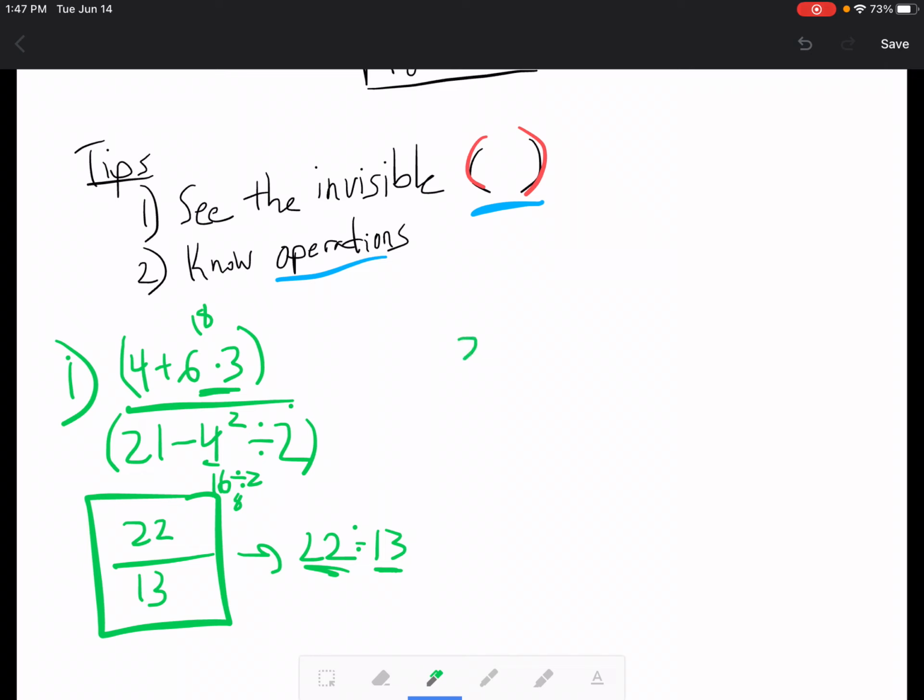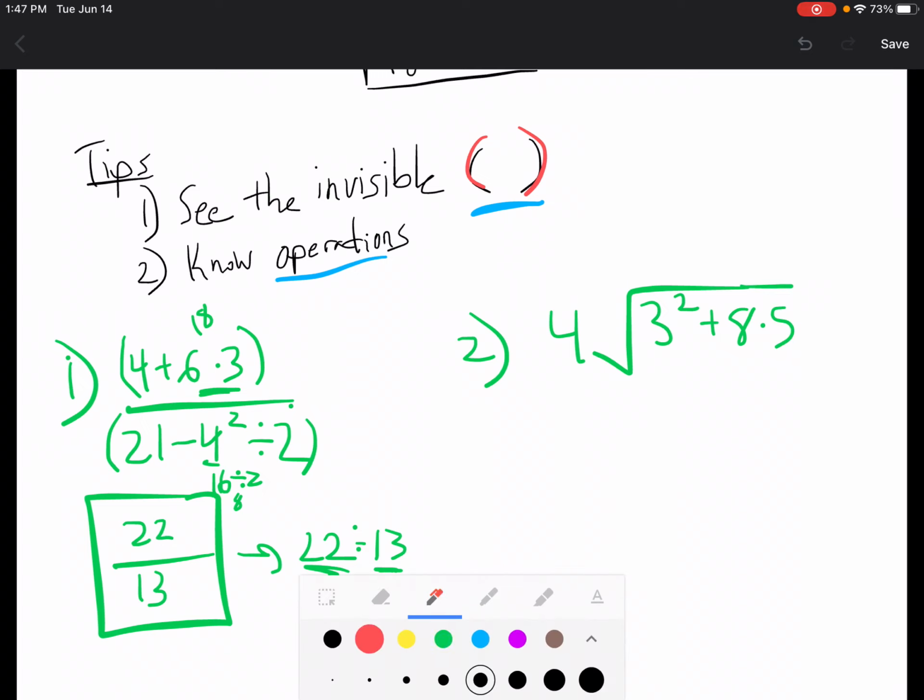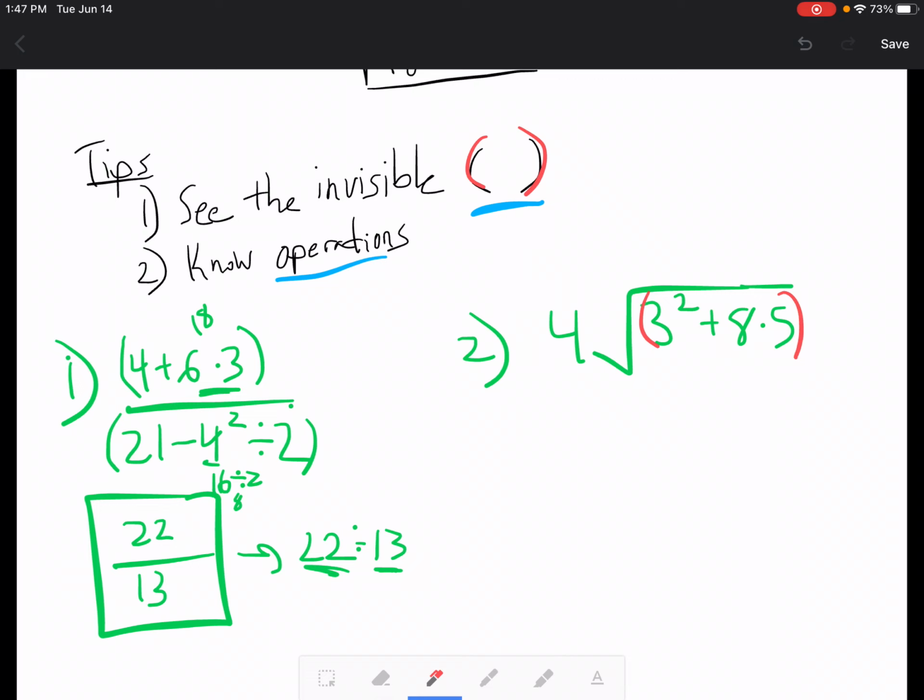All right, let's do another problem really quickly. This time, let's focus on a square root. So we're going to have 4 square root. Now notice how big that square root is. 3 squared plus 8 times 5. Now again, we have a set of invisible parentheses right here. I need to focus on that first before I can do anything else.